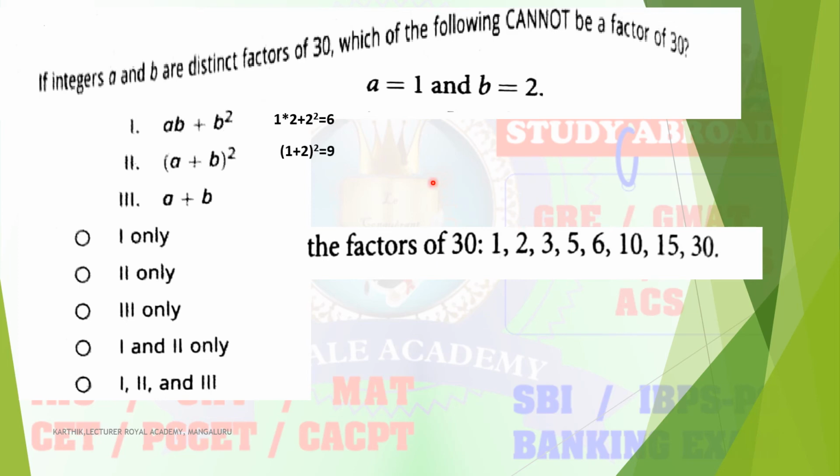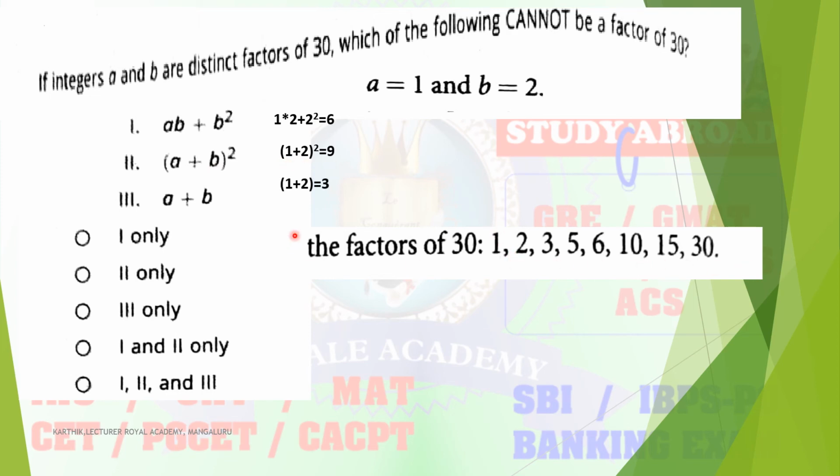Next option. Just substitute the values of A as well as B. A is 1 and B is 2. Just substitute and you will get 9. Whether this is a factor of 30? 9 is not a factor of 30. So this option is correct. The second option is correct. 9 is not a factor of 30.